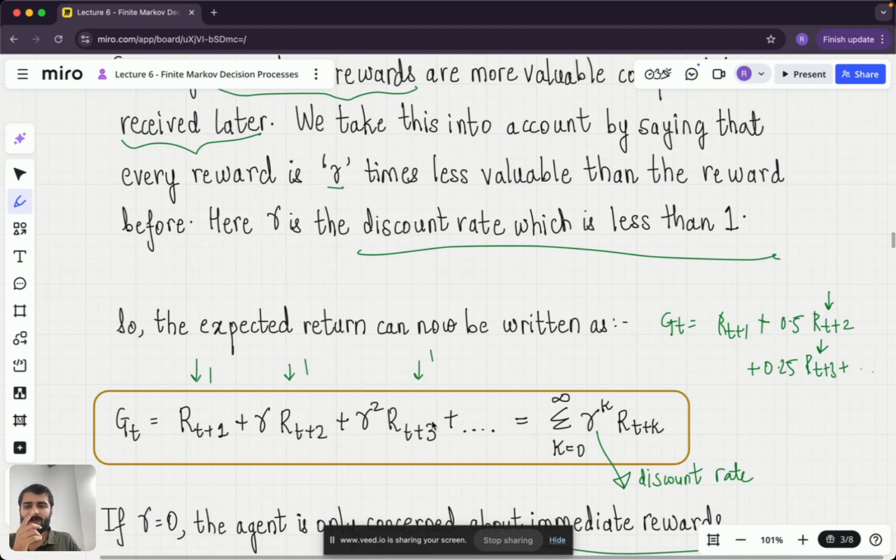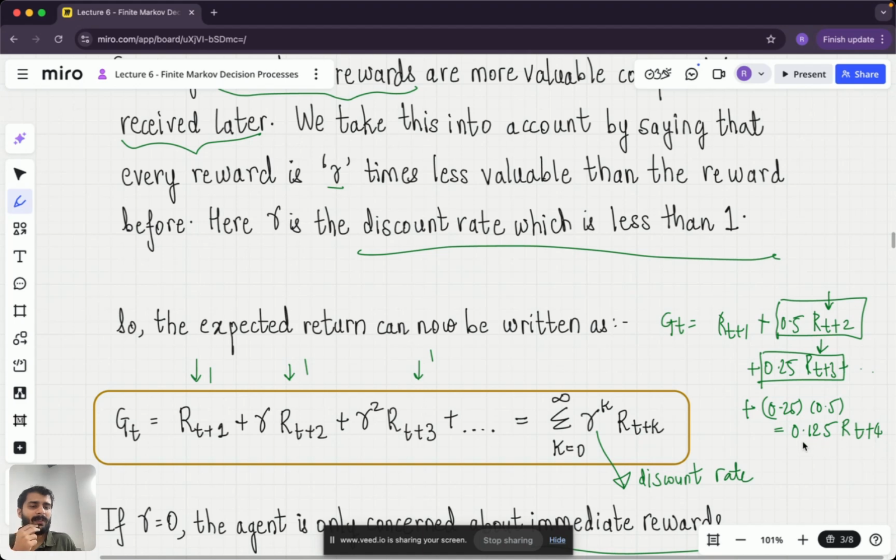So what we are doing with this is that, let's say gamma is 0.5. So the second reward is multiplied by 0.5. The third reward is multiplied by 0.5 square, which is even less than 0.5. The fourth reward is multiplied by 0.25 into 0.5, which is equal to 0.125 R t plus 4.